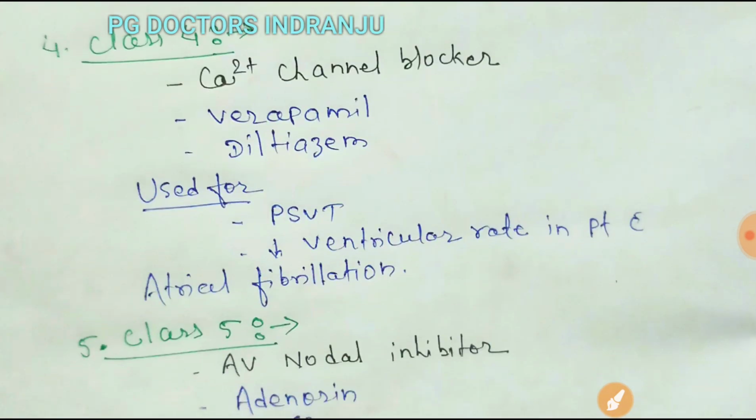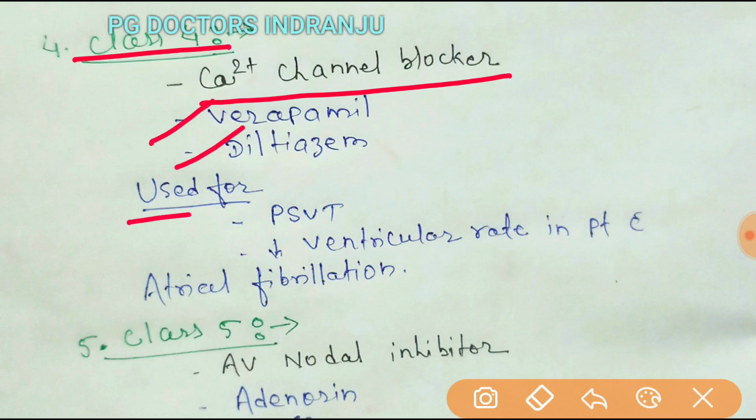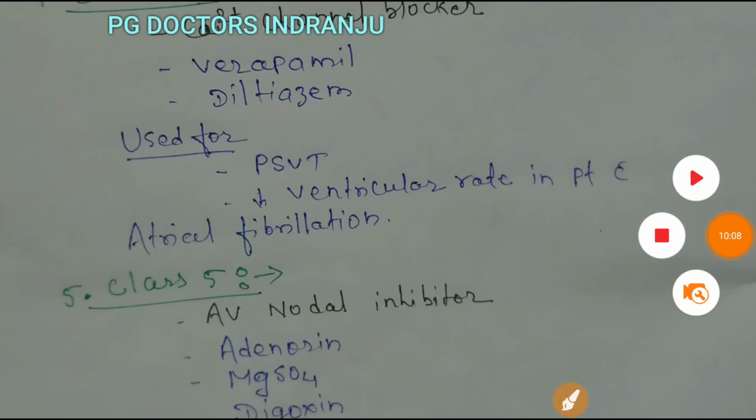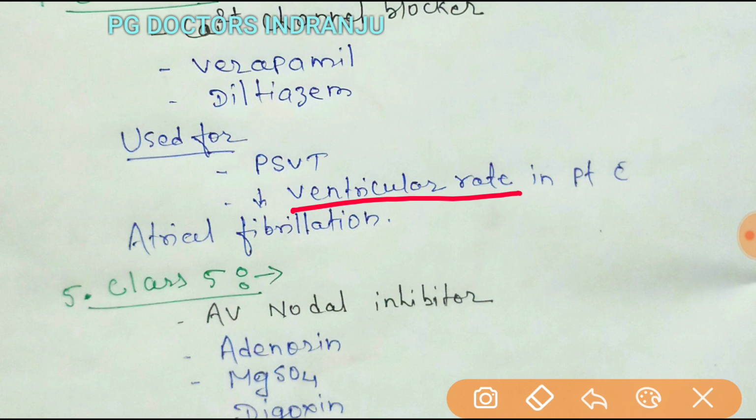Then we are going to talk about the class 4 drugs. Class 4 drugs work as calcium channel blockers, like verapamil and diltiazem. This is used for paroxysmal supraventricular tachycardia and to decrease ventricular rate in patients with atrial fibrillation.